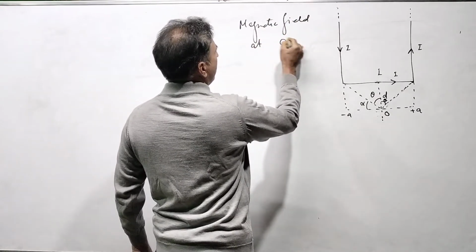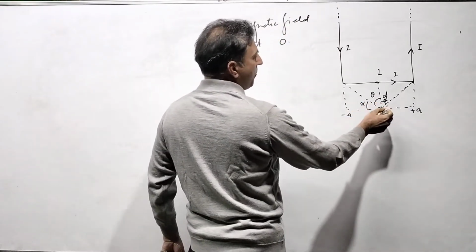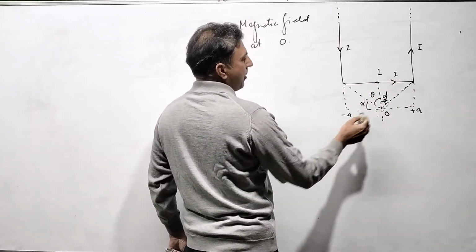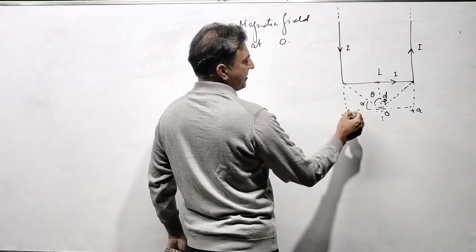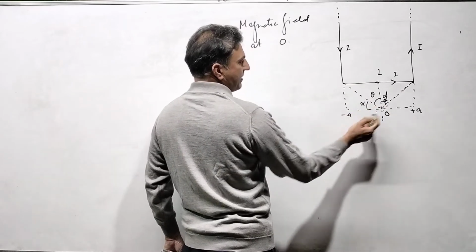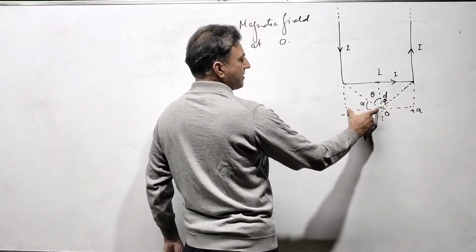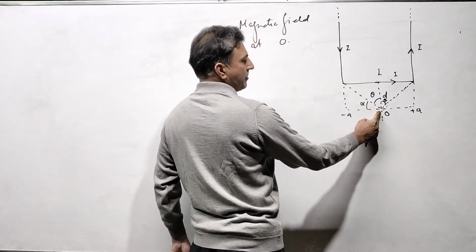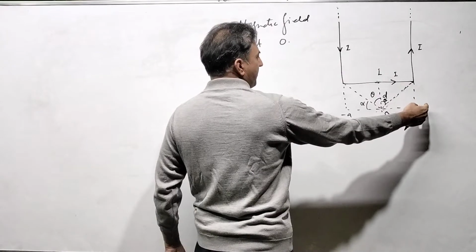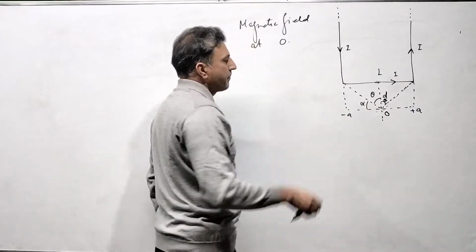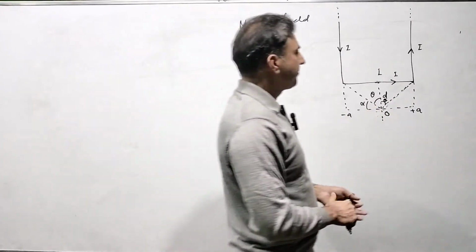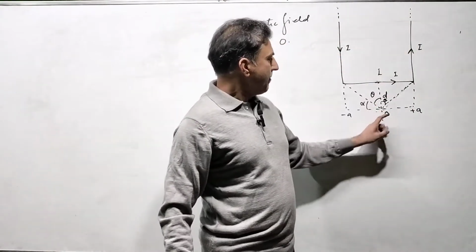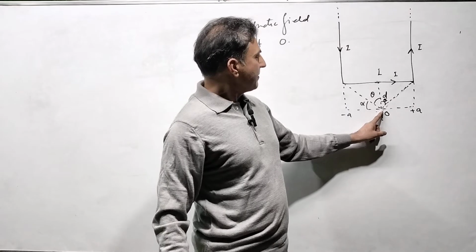The distance of O from this straight conductor is d, and from the edge of this conductor it is minus a on this side and plus a on this side. I mean, this distance is a and this distance is also a. If we take this point to be the origin, right side distances are positive and left side distances are negative. That's our question. A current frame like this, and we have to find the magnetic field here at this point.